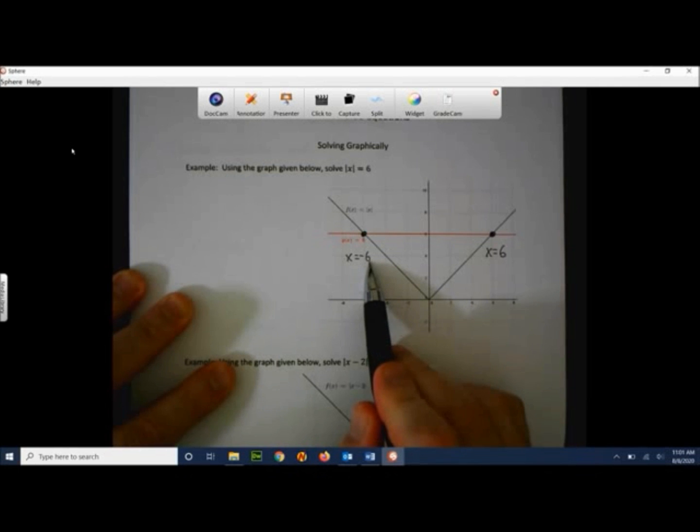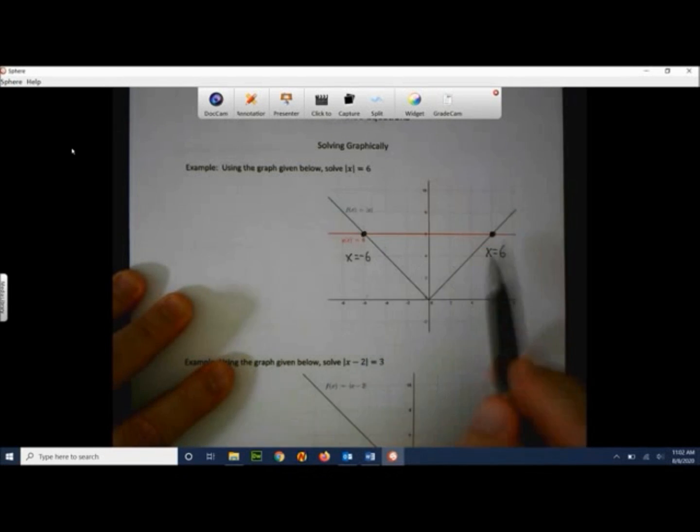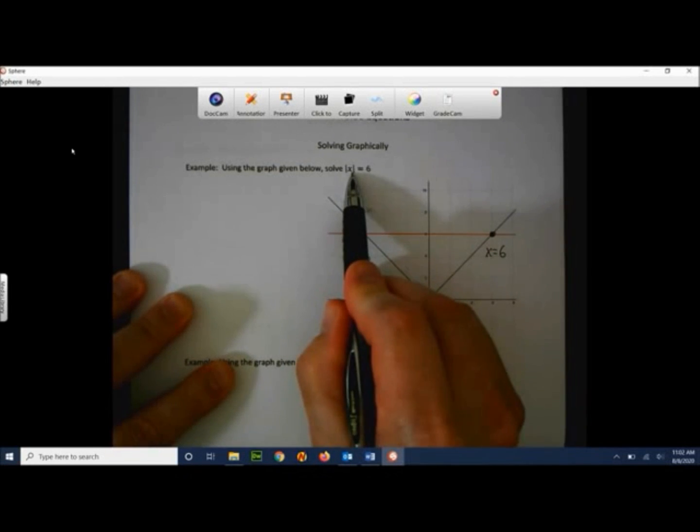And if you take those and plug them in, it makes perfectly good sense, because if I plug in negative 6, I'd have absolute value of negative 6, which is 6. And if I plug in 6, absolute value of 6 would also be 6.